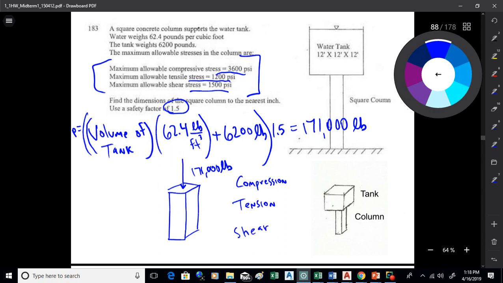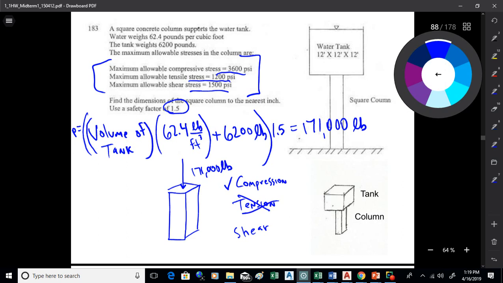So if I do this, will there be compression in that column, do you think? Will I push down? Yeah, I think so, and I think that's pretty obvious there. Is there gonna be tension in that column? No, okay, I'm pushing on it. I think any angle you look at, any of those infinite number of planes, they're all gonna be in compression. There's nothing going on there to pull it. It's being compressed, okay? So I don't need to worry about that, okay?